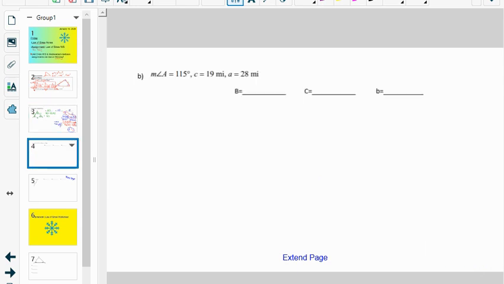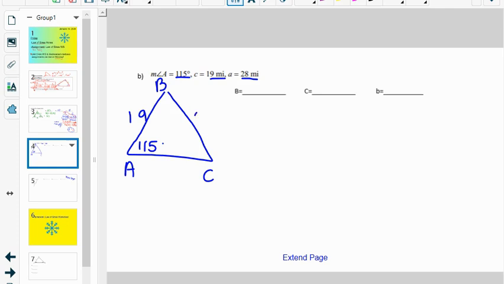All right, let's go ahead and do the next one. Obviously here you're not given a triangle. So what we're going to do is draw a triangle using what we do know. And I'm going to put A down there, B, and then C. So angle A is 115. Side C is 19. And side A is 28. Now what we don't know is angle C, angle B, and we don't know side B.